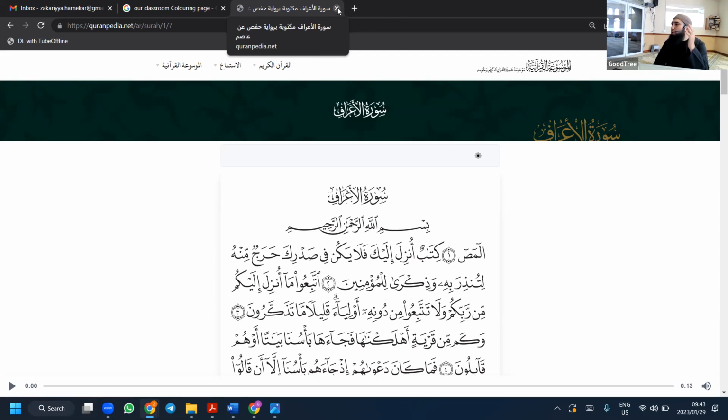Because majhools also start with a u, isn't it? But the majhools always have a fatha on the second root letter. What's majhool again? The passive form of the verb. We're just focusing on the active forms. Okay.